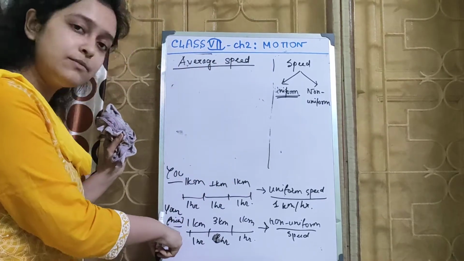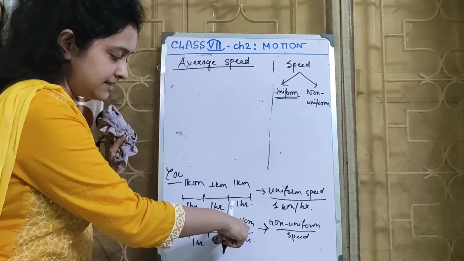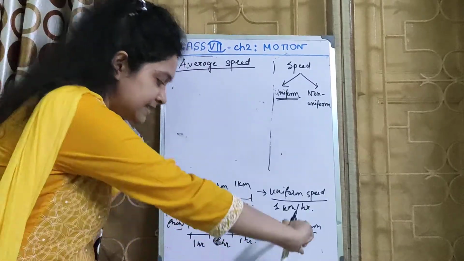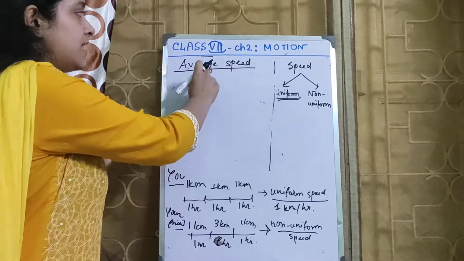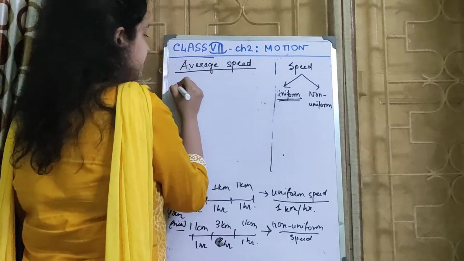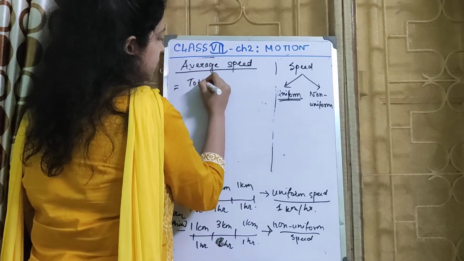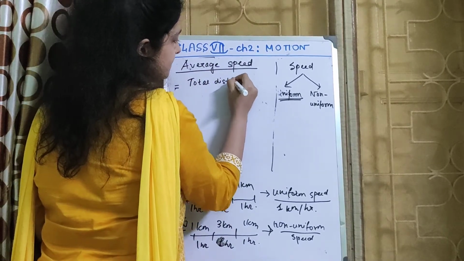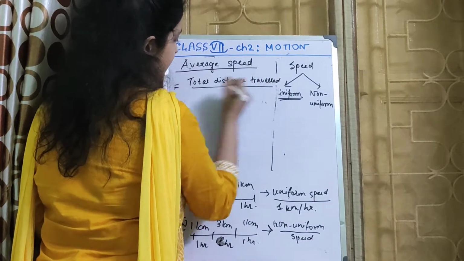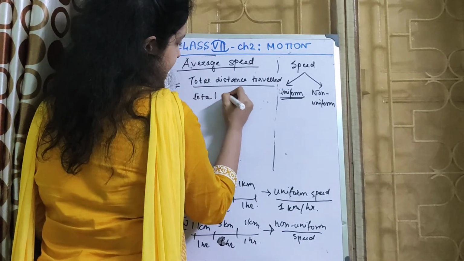When your friend is moving unequal distances in equal intervals of time, that means the speed is not the same throughout. We can use average speed to tell his or her speed. What is average speed? The total distance travelled by the total time taken.